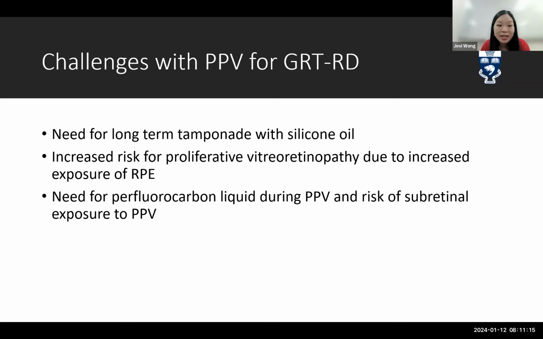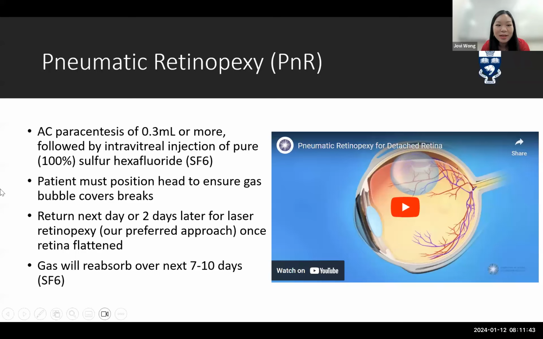The other thing we want to mention is that there's often a need for a perfluorocarbon liquid, which is a heavy liquid to push down and flatten the retina during these procedures. And then this liquid is toxic to the retina if it ends up subretinal. And so this risk is present if this is the main method of repair. And so, of course, this allows us to consider whether there could be other options for repair of giant retinal tears and their associated detachments.